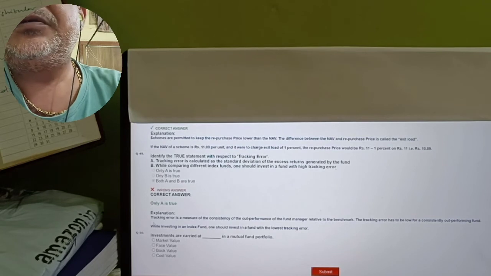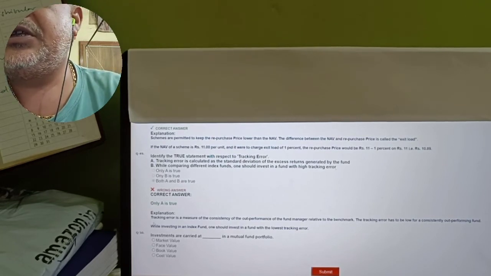Question number 50. Investments are carried at cash in a mutual fund portfolio at market price.